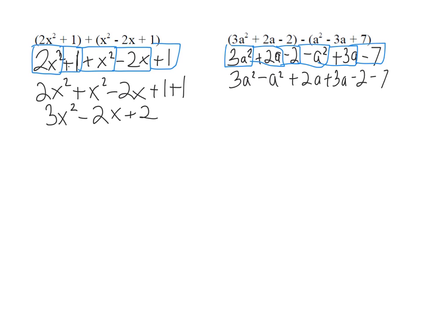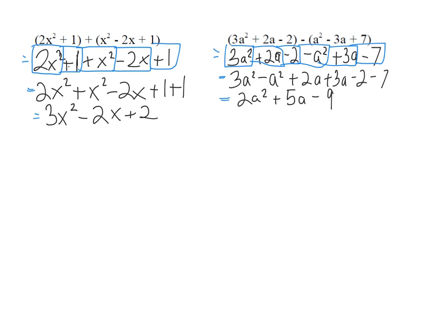Now I'm going to combine my like terms. 3a squared minus a squared is going to give me 2a squared. 2a plus 3a is going to give me 5a. And negative 2 minus 7 is going to give me negative 9. And there I have my answers. And I'm just going to add in, we should be putting our equal signs here.